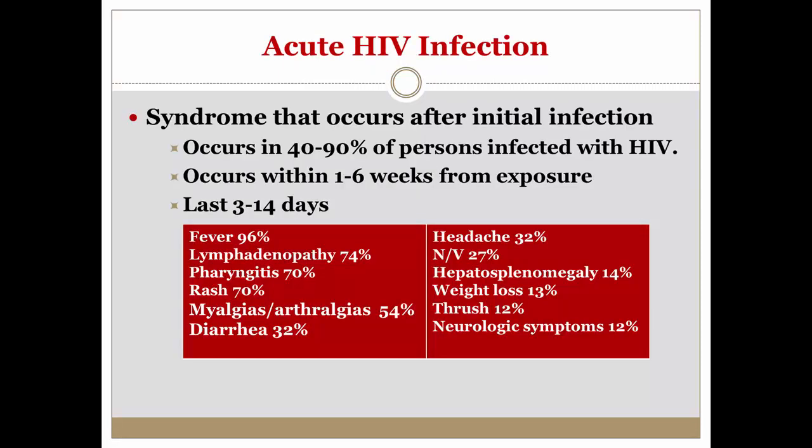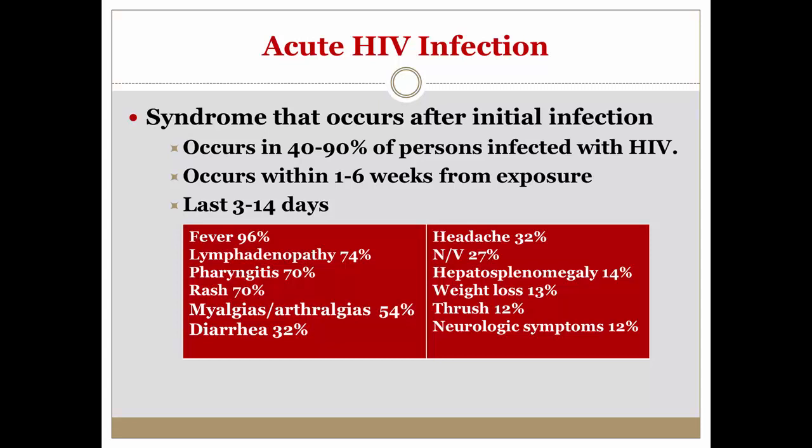So as we think about this infection, we think about what an acute HIV infection would be. Acute HIV infection is actually a syndrome that occurs after the initial infection. So we're talking about manifestations of an acute HIV infection. It occurs in about 40 to 90% of individuals who are infected with HIV, and occurs within 1 to 6 weeks from exposure to the virus. An acute HIV infection manifests for about 3 to 14 days.